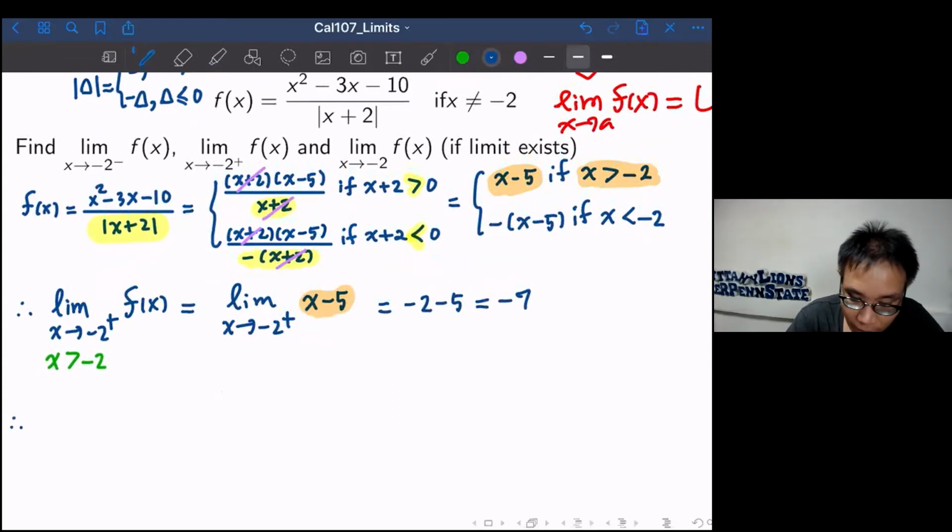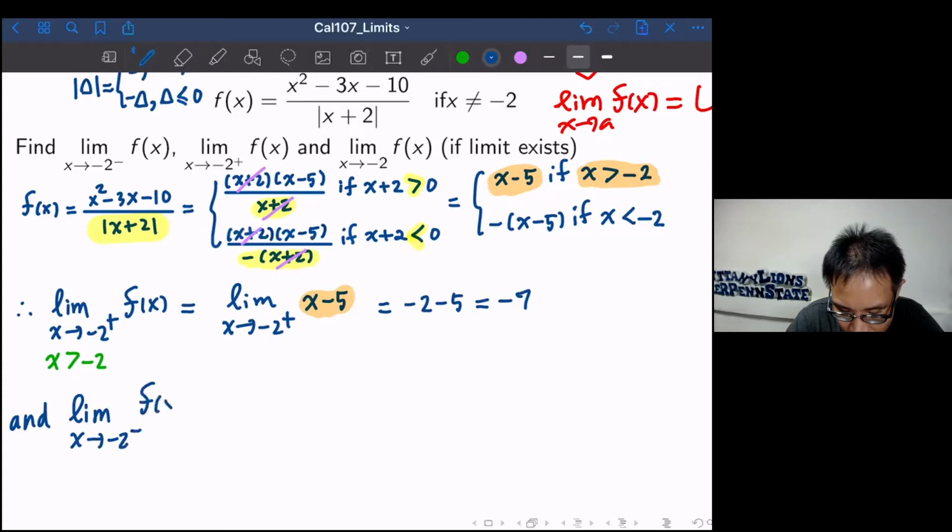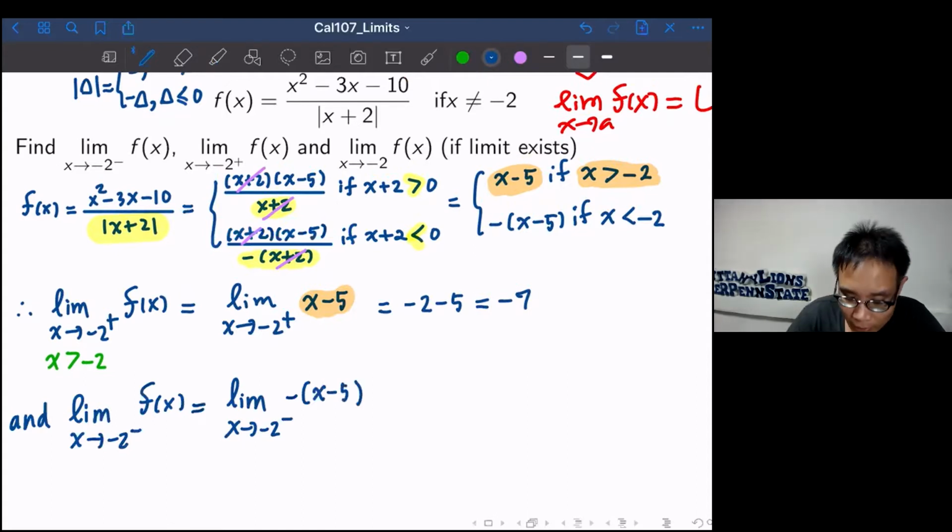And you're going to have the limit as x goes to negative 2 from the left of f(x), equal to the limit as x goes to negative 2 from the left of negative (x minus 5). This turns out to be negative of (negative 2 minus 5), equal to 7.